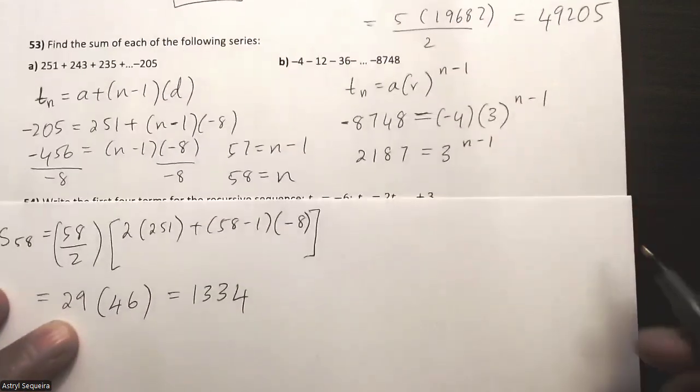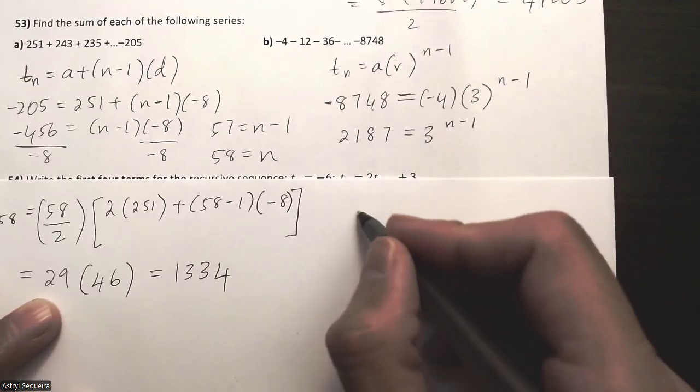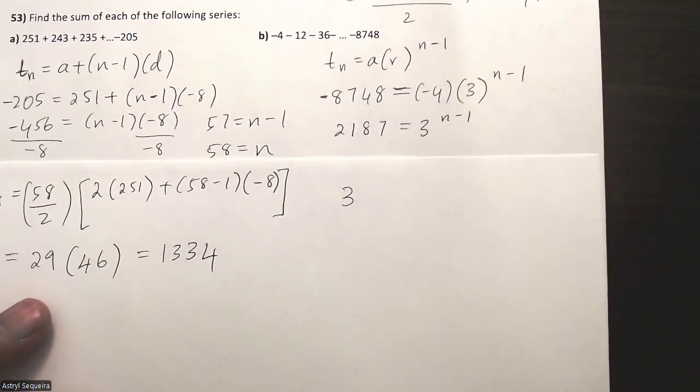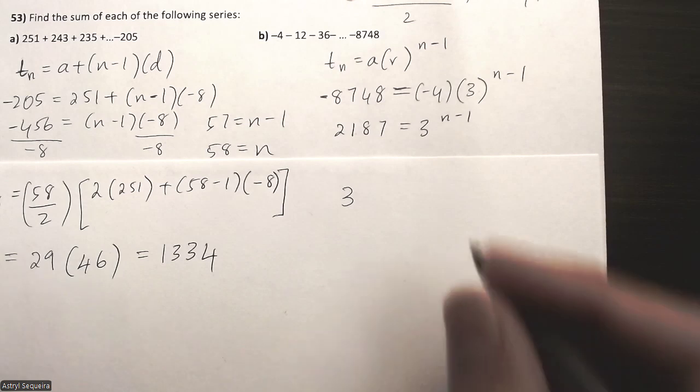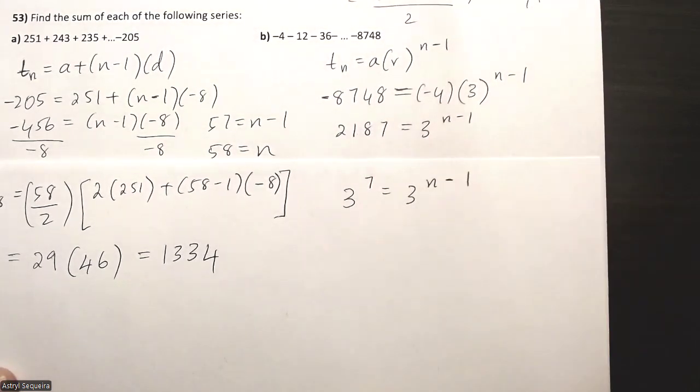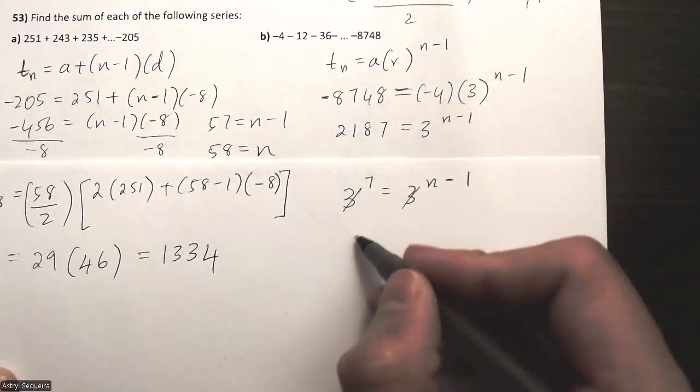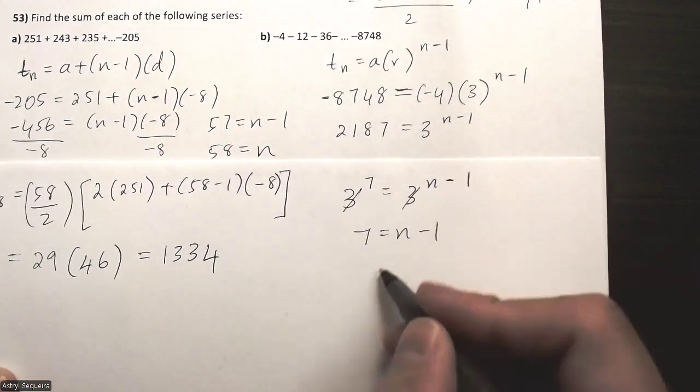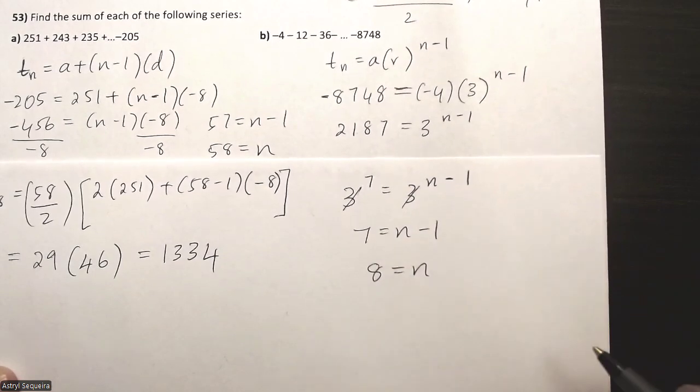And then I want to make the two bases the same, so 3 to the power of, I'll do this as guess and check in my calculator. 3 to the power of 7 is 2187. So now the bases cancel. So 7 equals n minus 1, which means that 8 equals n.